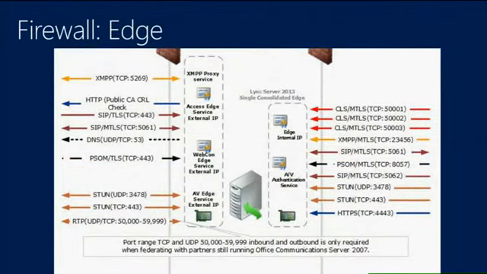For the Edge server itself, we added XMPP. So on the external interface, you need to have 5269 TCP opened inbound to the Edge server from the internet and outbound from the Edge server to the internet. On the internal network, for the same feature, you need to have port 23456 open from the internal network to the internal Edge server interface.